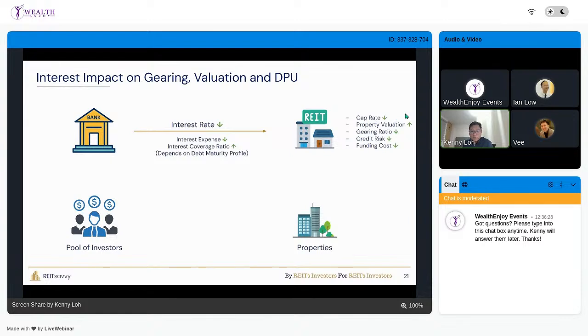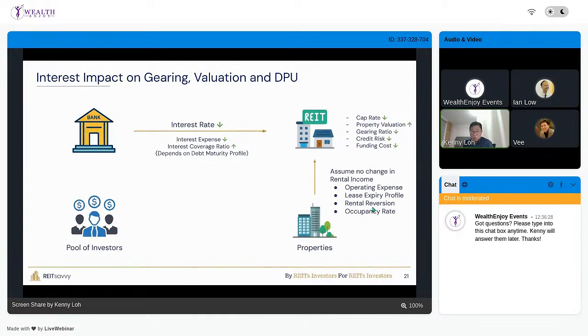Cap rate is one of the numbers used in property valuation. When the cap rate comes down, the property valuation goes up. That will help the gearing to come down. When the gearing ratio comes down, that will help with the credit risk. The credit rating goes up because credit risk comes down, and overall there is a positive effect on the funding cost. When the funding cost is coming down, that will help the REIT.